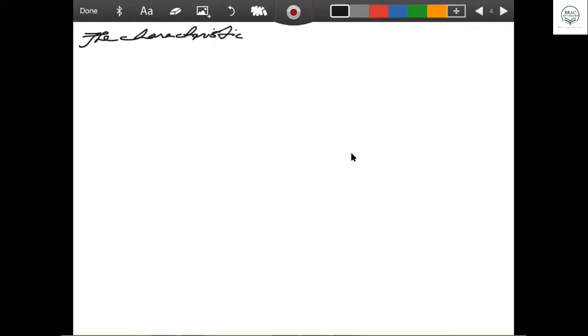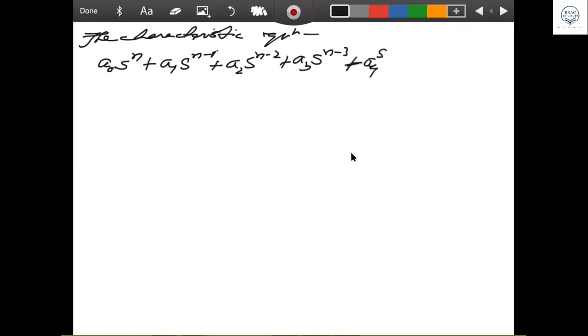Now if we take his characteristic equation, it is written as a naught s to the power n plus a1 s to the power n minus 1, plus a2 s to the power n minus 2, plus a3 s to the power n minus 3, then a4 s to the power n minus 4, and so on, up to the last one, a n, equal to 0. That is what we can see.